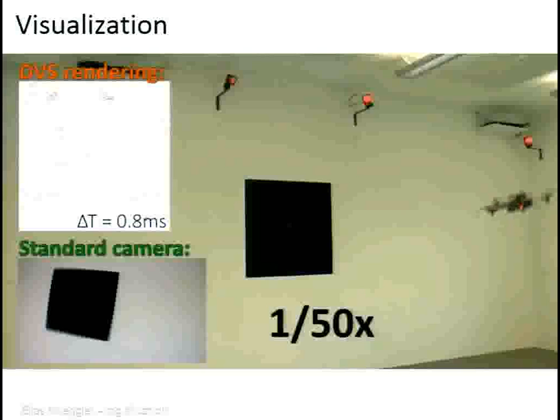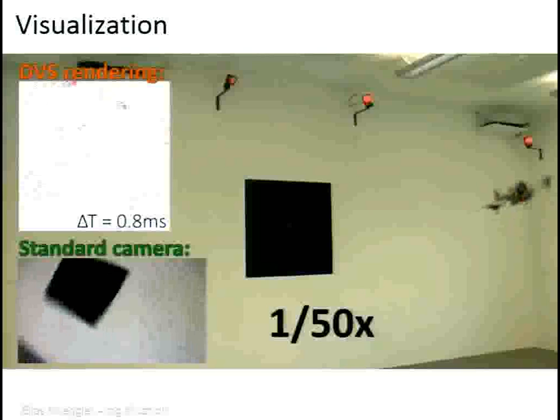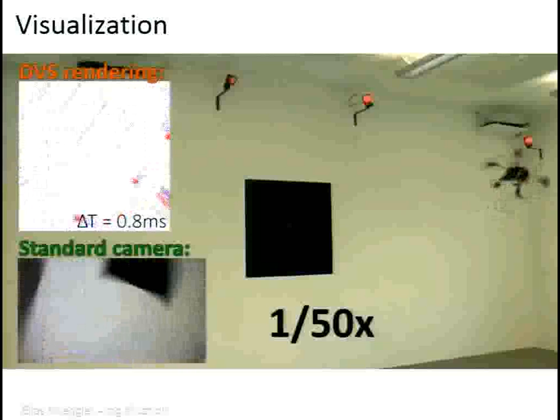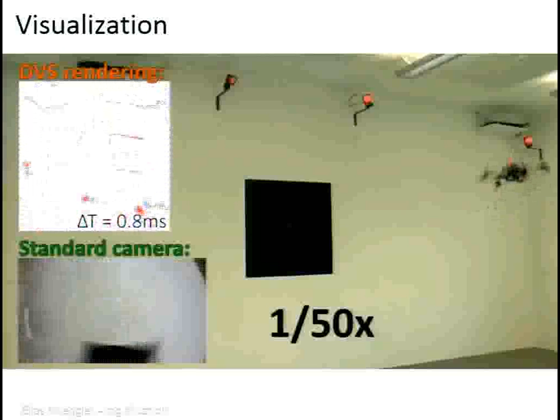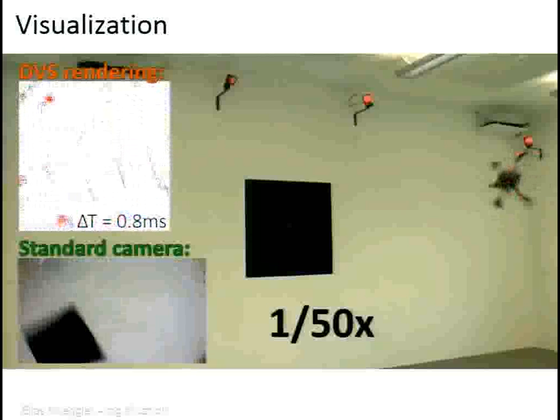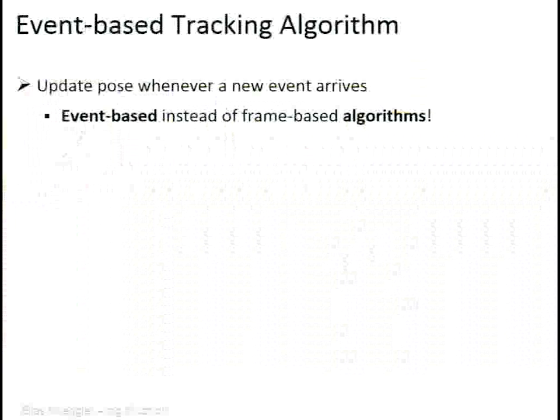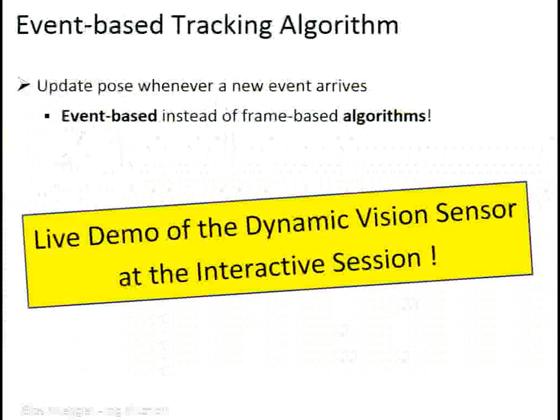However, this is only a rendering of the output of the DVS, so we accumulate all events that happen over a time interval delta t and display that in the same frame. But every single event that you see in this frame has its own microsecond-resolution timestamp. Now, we want to move from frame-based computer vision algorithms to event-based computer vision algorithms, which means that we want to update the state of the system whenever a new event arrives. I have a DVS with me, so if you want to play around with the sensor, come visit me at the interactive session, and there I'm also happy to share all the details about the algorithm we used for tracking. Thank you.